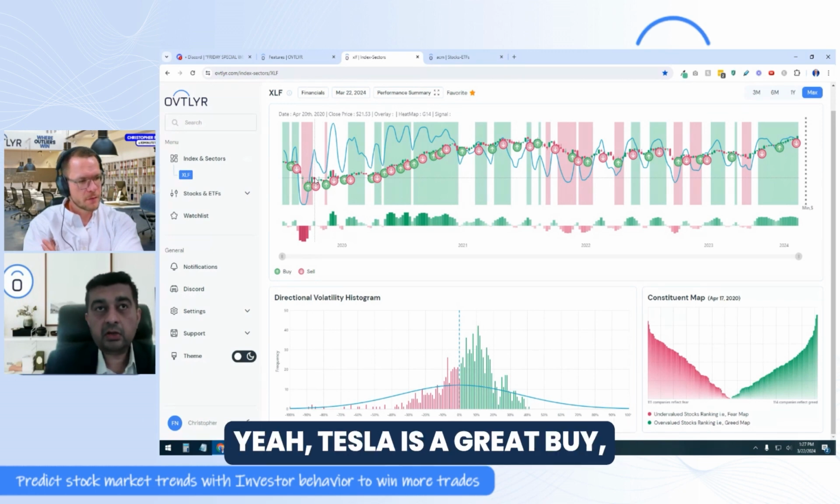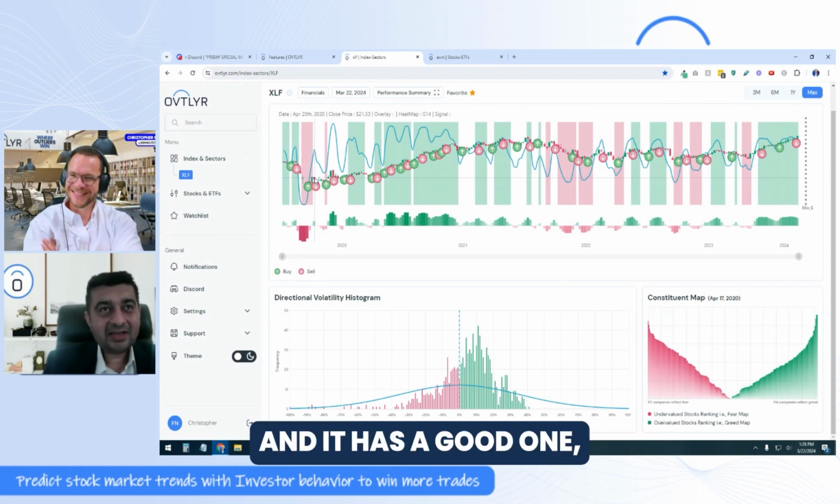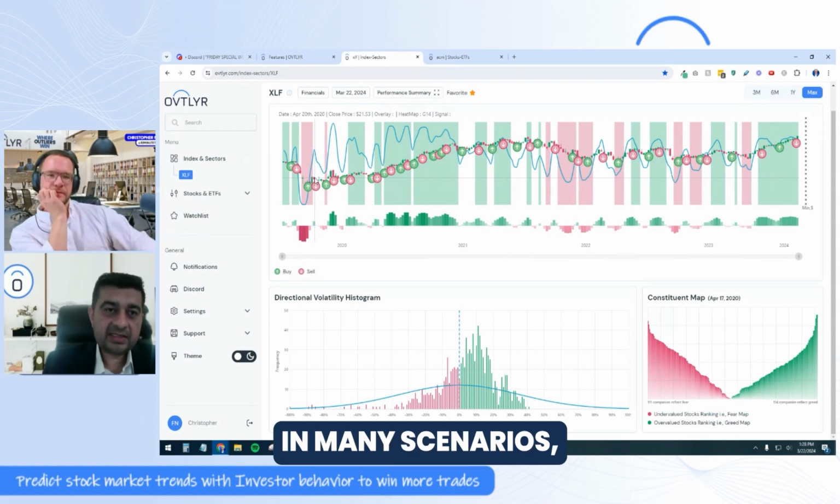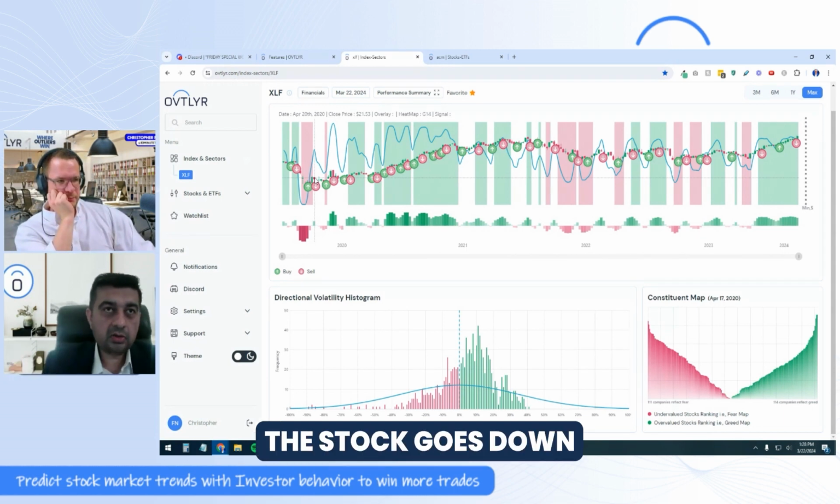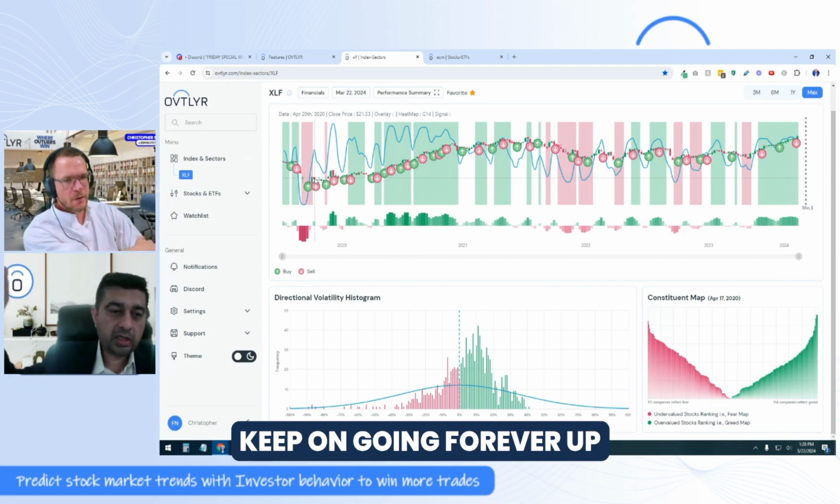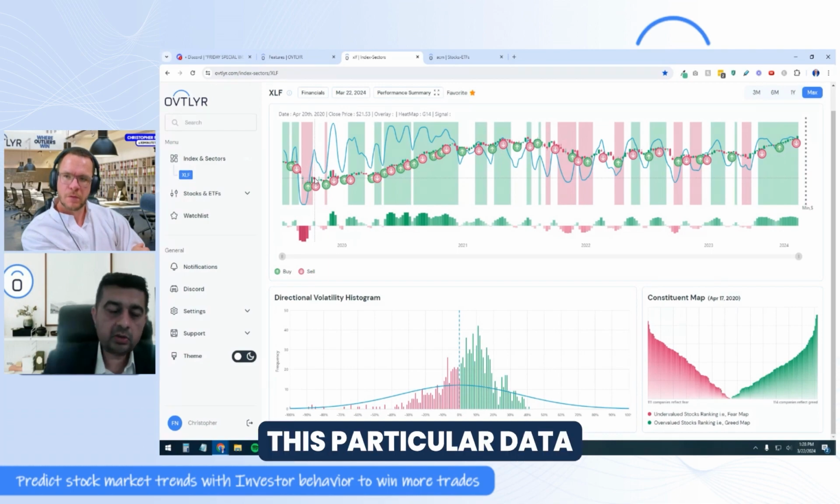then if you're thinking, oh yeah, Tesla is a great buy because my neighbor made 10%, it has had a good run, and then suddenly you buy, and what happens in many scenarios, the stock goes down, and it's not just me, it's just the market. It can't keep on going up forever. It will correct. So that is what this particular data point is for.